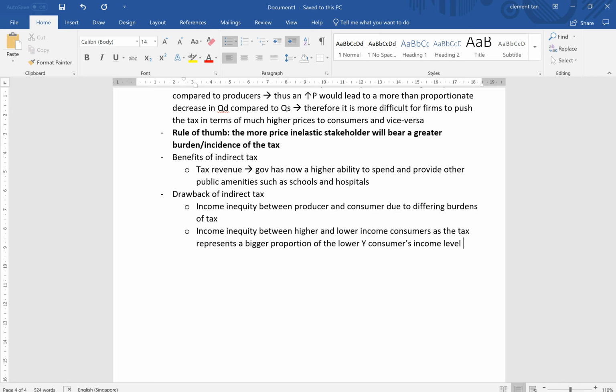It also leads to inefficiency in the market due to a loss of market welfare. Therefore, market welfare is not maximized. Efficiency means maximizing of welfare also.